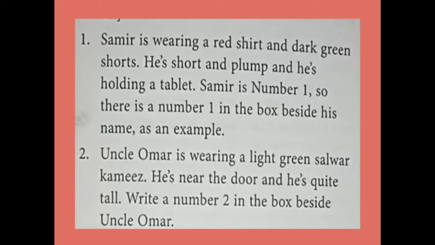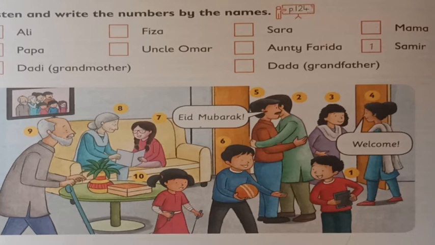So dear student, first is Samir. Samir is wearing a red shirt and dark green shorts. He is short and plump and he is holding a tablet. Samir is number 1. So there is a number 1 in the box beside his name. As an example, dear student, let's see where is Samir. Here you can see this is Samir. He is holding a tablet and he is wearing a red shirt. This is already done as an example.